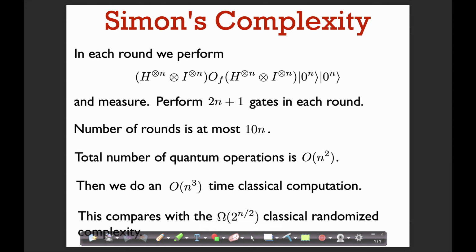Overall, the number of queries we made is order n, and the total time is order n cubed. That compares to the omega 2 to the n over 2 classical randomized complexity. So that is a summary of the complexity of Simon's algorithm.